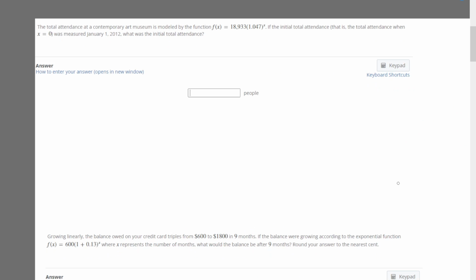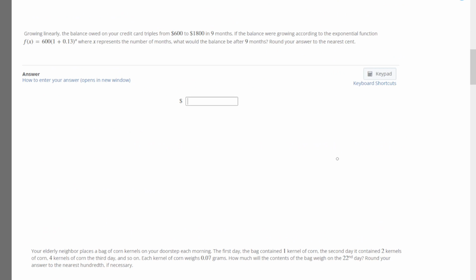The total attendance at a contemporary art museum is modeled by the function f of x is equal to 18,933 times 1.047 to the x power. If the initial total attendance, that is, the total attendance when x equals 0, was measured January 1st, 2012, what was the initial total attendance? It's giving us a hint that x is equal to 0. If you remember, we have 18,933 times our number to the 0th, and any number to the 0th is equal to 1. So we have 18,933, and that's actually going to be our answer. It's as simple as that.